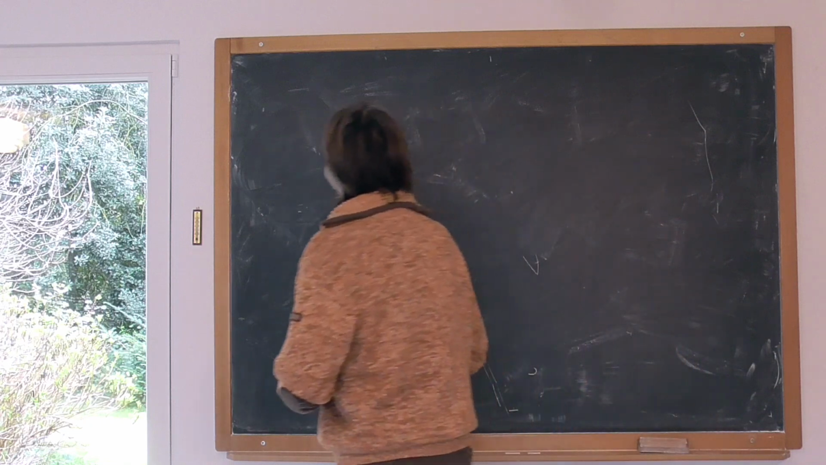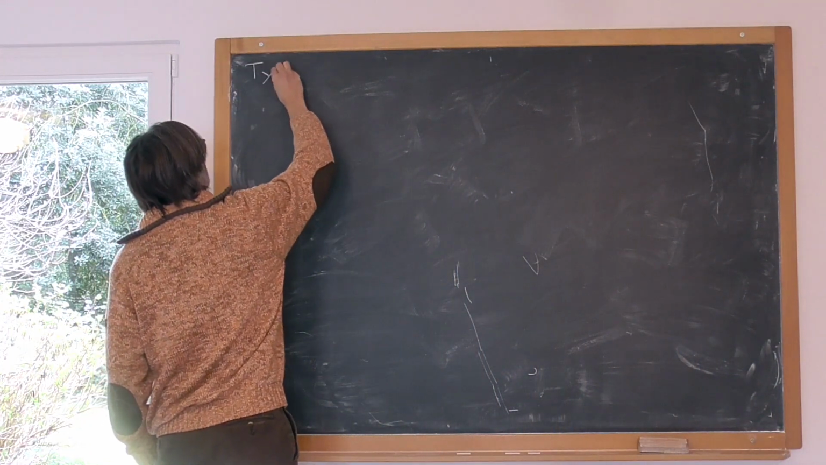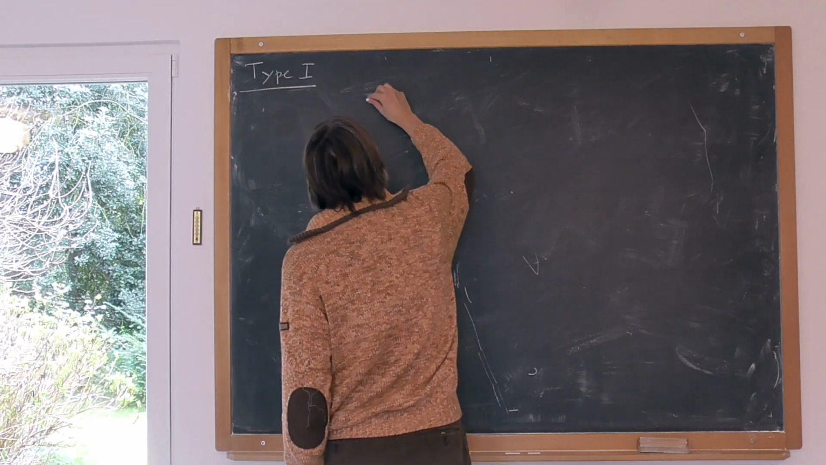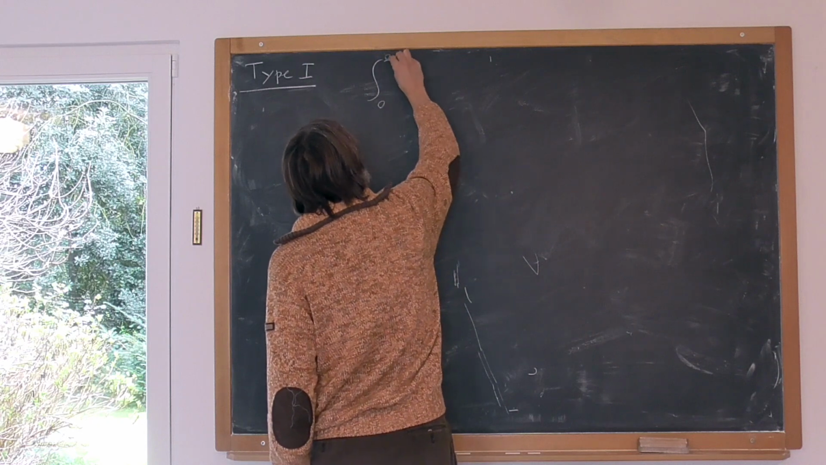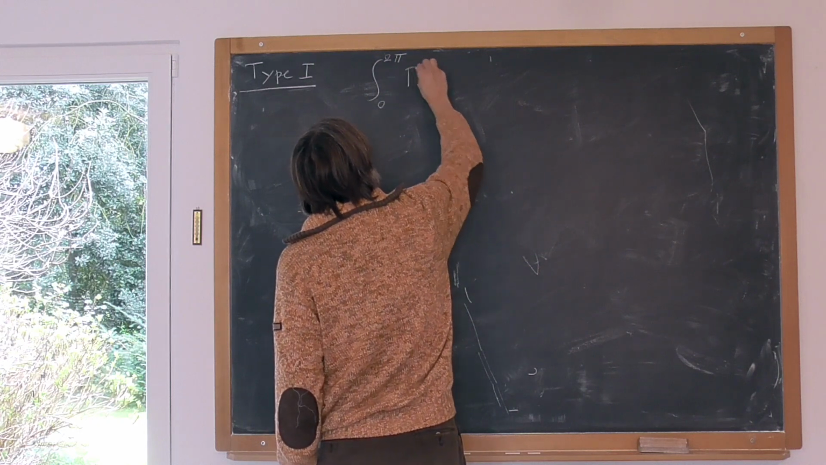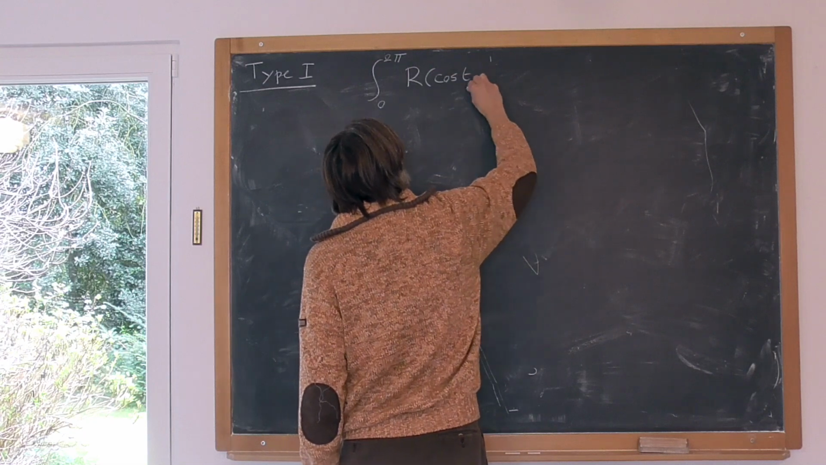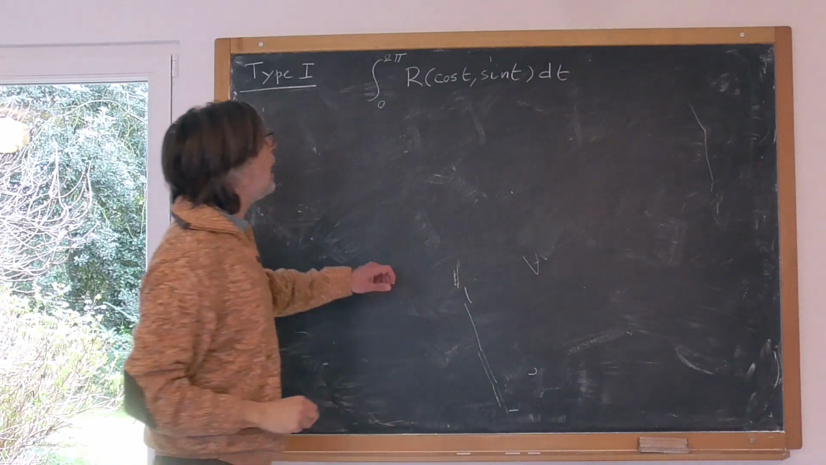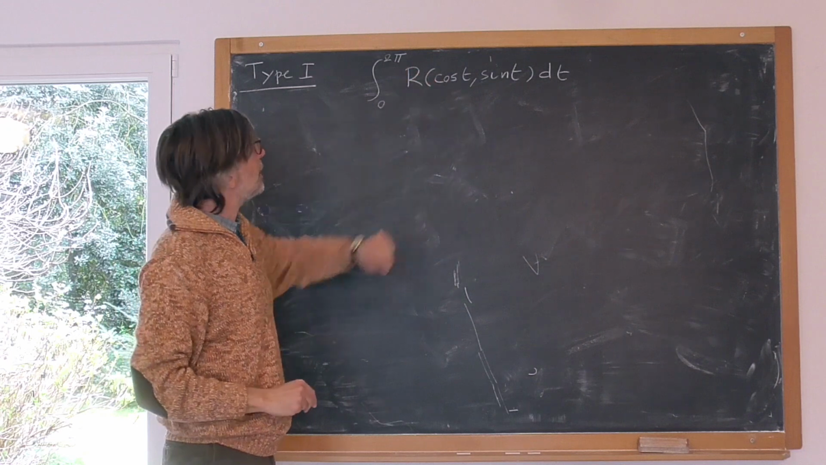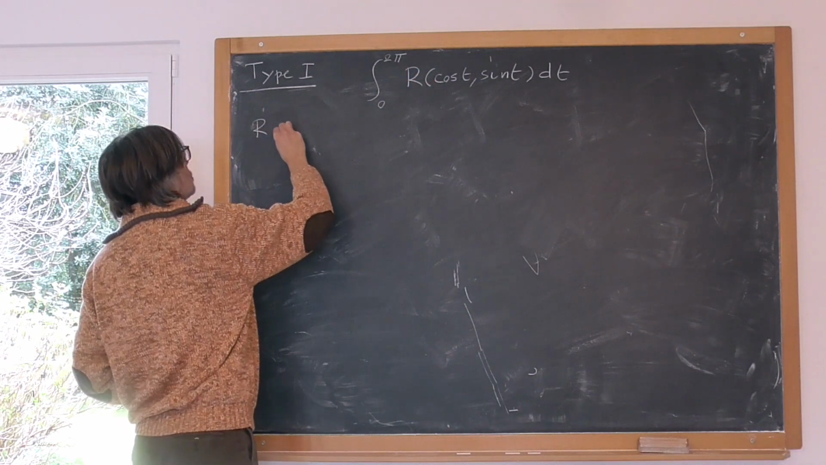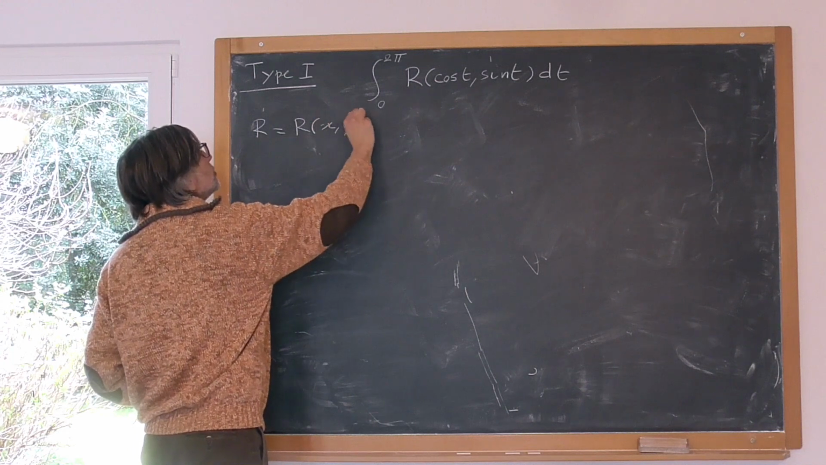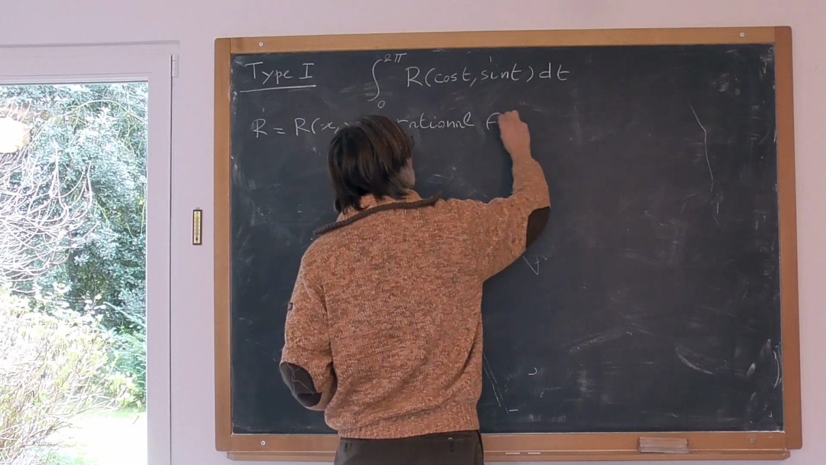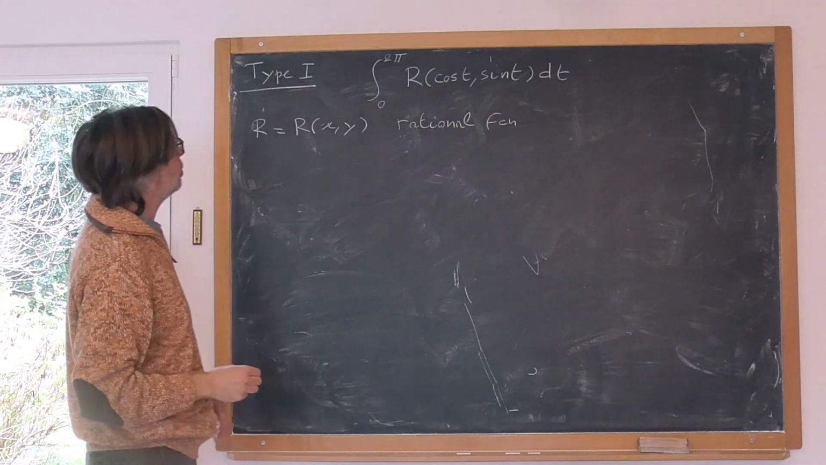So integrals of this kind we call integrals of type 1. An integral of type 1 is something of the form: the integral from 0 to 2 pi of R(cosine t, sine t) dt, where R is a rational function of two variables. R is a function R of x and y. It's a rational function, the quotient of two polynomials in two variables.